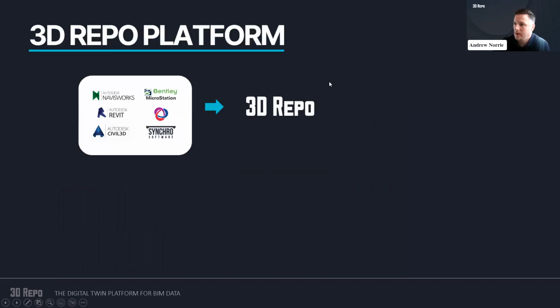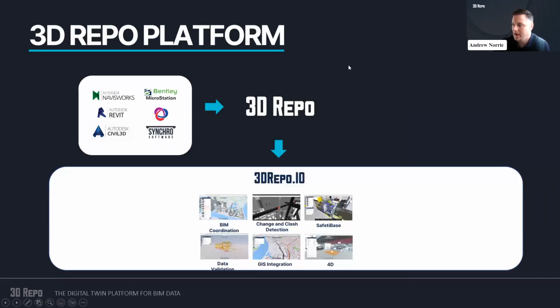So the platform itself, as I said, we take in various different file types from various different vendors and serve them up through the web browser to 3D Repo IO, which is the tool we'll be talking about today, and specifically around the kind of clash and data validation and issues workflow. We do have other products, and our customers have built other products on top of the platform as well.